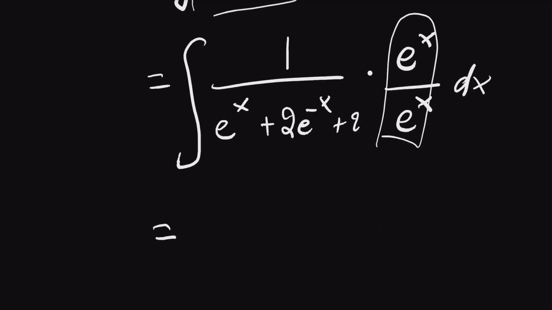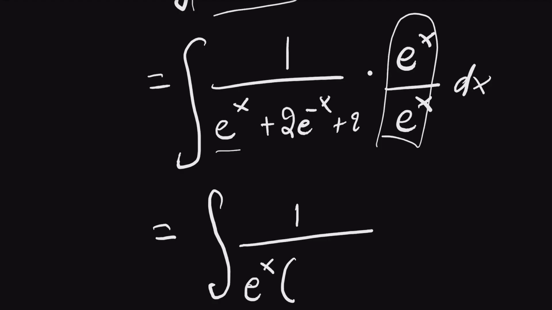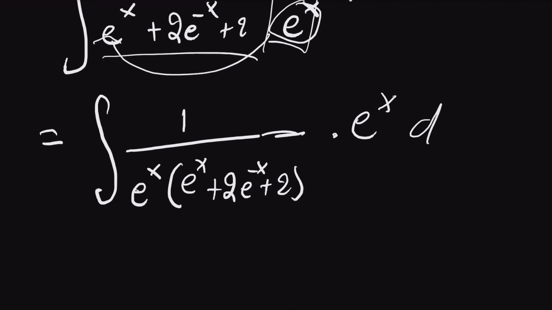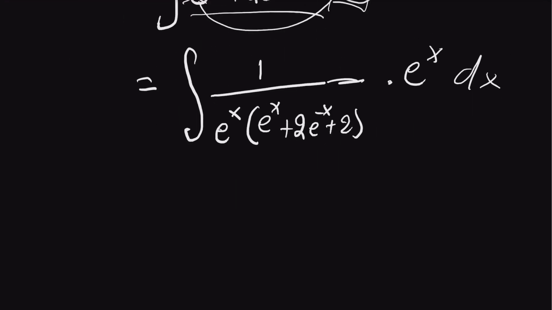Alright, so then what we have is the integral of 1 divided by e to the x multiplied by the denominator. So we have e to the x plus 2 times e to the negative x plus 2 times e to the x. So all I did is bring this e to the x right here. And then we have obviously our dx. We're not going to forget that.